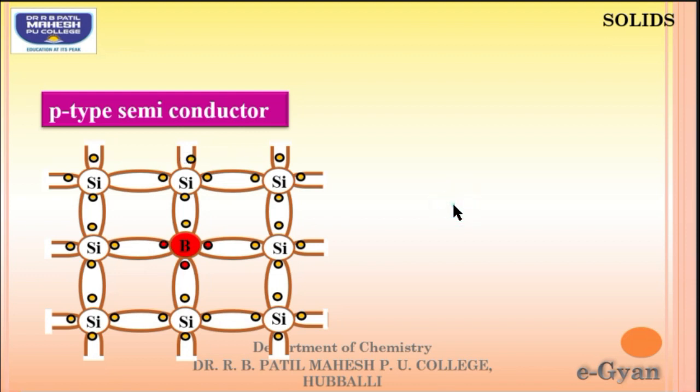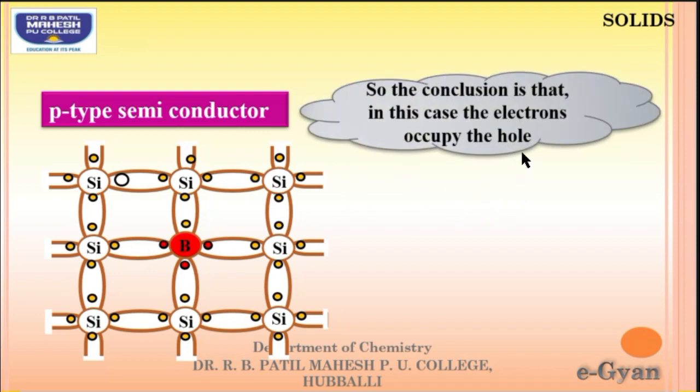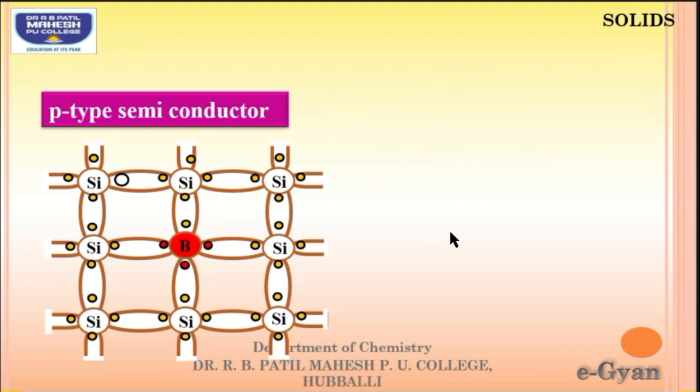This leads to conduction, and this conduction is mainly due to the holes. That means the electrons which occupy the hole are responsible for the conduction. Hence, these holes are considered to be positively charged. It is known as p-type semiconductors.